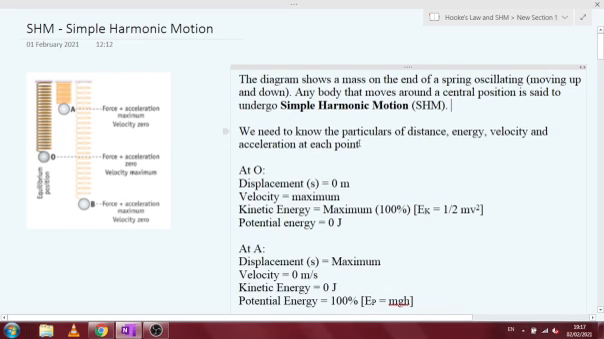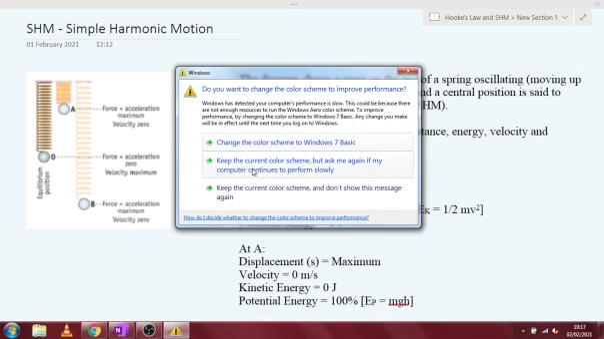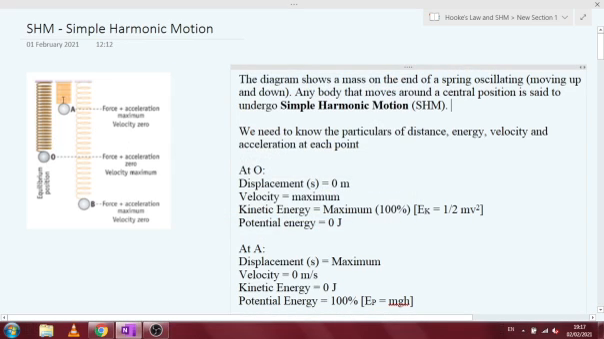So we need to know the particulars of this diagram in terms of distance, energy, velocity, and acceleration at each point. We don't really care about some of the intermediate points, but the top, the bottom, and the middle are the most interesting ones. When we start off at this position 0, its displacement is 0 because it's at its natural position. It's no extra stretched, no extra compressed. As it's coming back up or going down, this is where it's going to have its maximum velocity. And we'll look at that in an example very shortly.